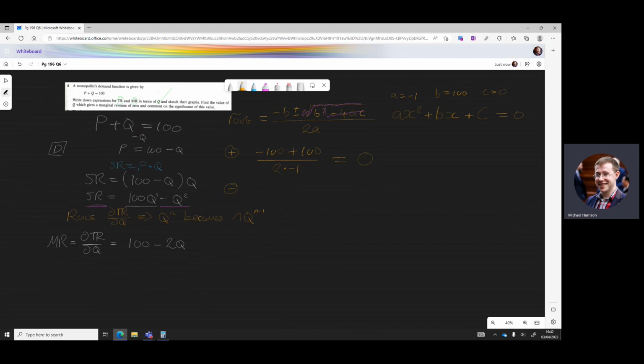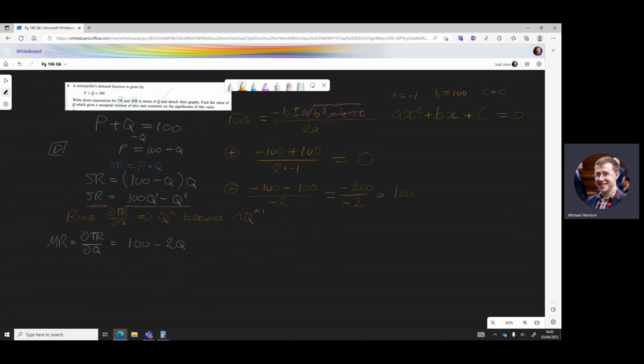Fantastic. Now I do it again with the negative sign. Minus b is -100. Take away 100 all over, let's just simplify it to -2. That gives me -200 all over -2. Signs the same will give me a positive, so that's equal to 100. Again, no calculator required. Life is good.